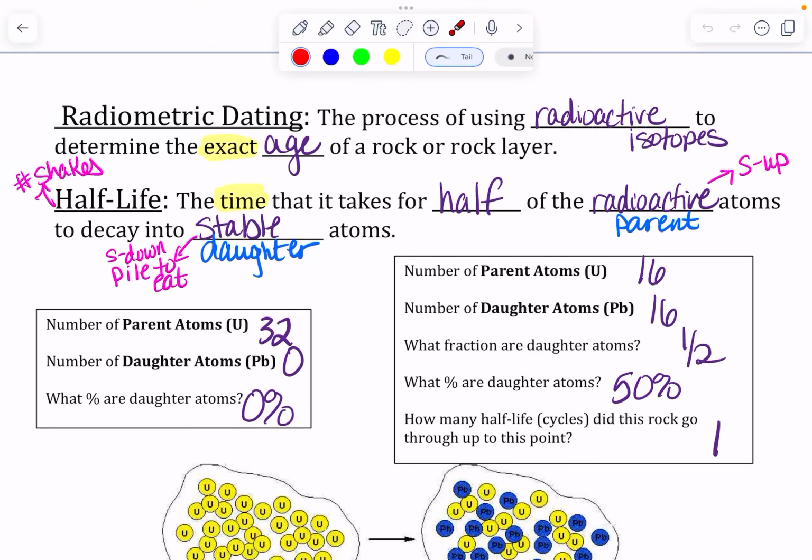Okay, this is how to solve radiometric dating problems. Radiometric dating is the process of using radioactive isotopes to determine the exact age of a rock layer. And so we did this using half-lives in our Skittles lab.